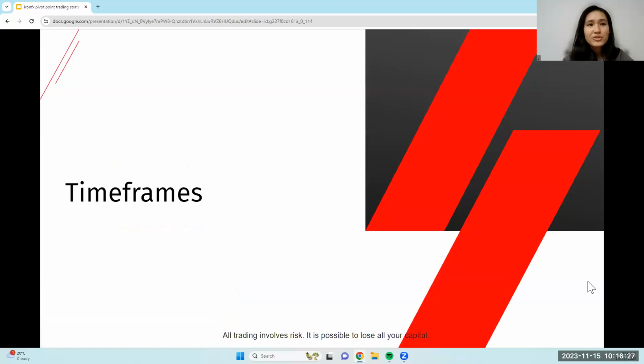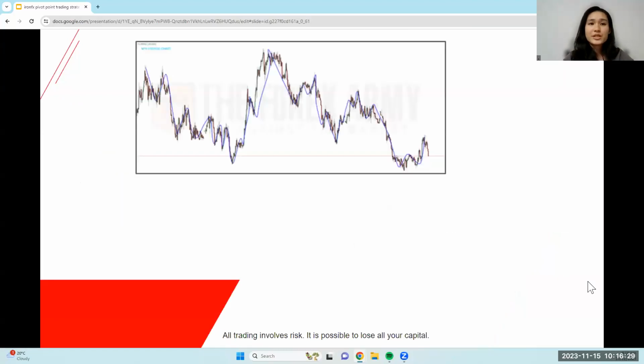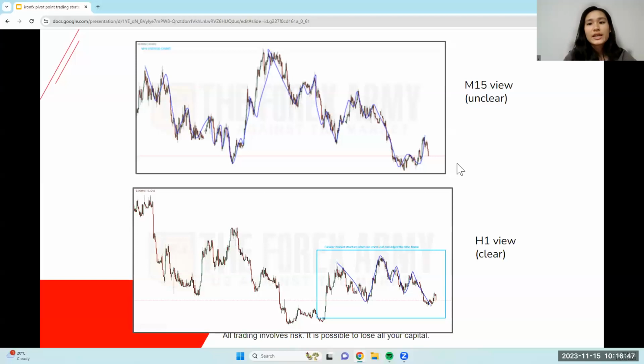Okay, so some time frames that you can consider when you're using this. Firstly, what I want to highlight is that for this time frame in this example, we're on the M15 view, and you can see that it's pretty unclear. Like the market structure is unclear.